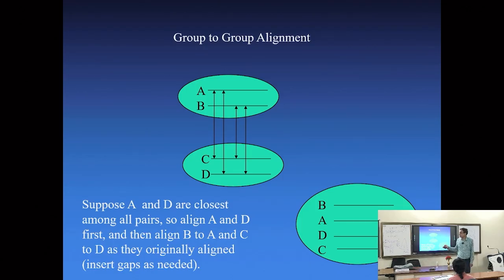So this way, using the guide tree, you are bringing the sequences and aligning them one by one in the order of decreasing similarity. So this is how the sequences will get aligned one by one, guided by the guide tree.